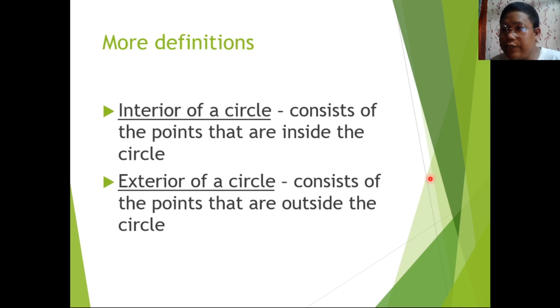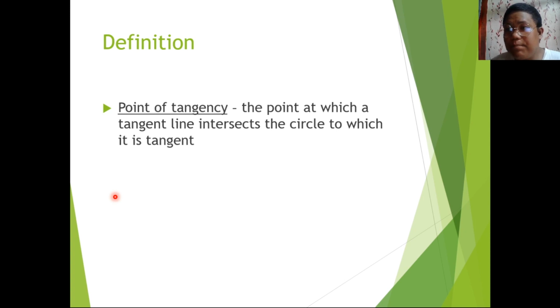Let's have more definitions to be discussed. Let's have the interior of a circle. It consists of the points that are inside the circle. Interior, from the word interior, so inside the circle. The exterior of a circle consists of the points that are outside the circle. Next, the point of tangency. That is the point at which a tangent line intersects the circle to which it is tangent.